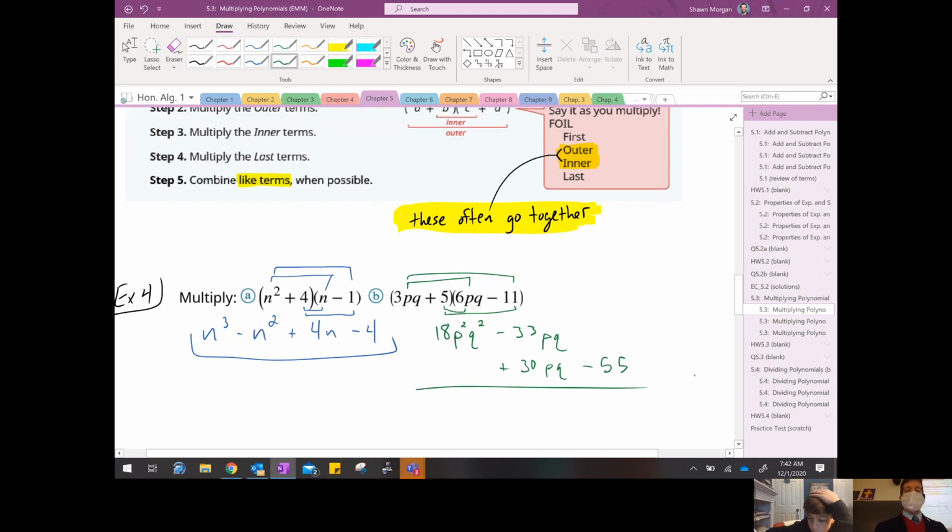-55. Now, I did something interesting right here. What did I do, with regards to how I wrote it up? I stacked them up. I stacked up my like terms. And did you notice which 2 went together? The outer and the inner. Look at the highlight. They often go together. So we stack up like terms. Here we got 18p squared q squared. Sorry, he doesn't have anybody to go with. Down here we got lonely -55. He doesn't have anybody to go with. But Lewis, stack up those middle 2 terms for me. Tell me what I get. You get -3pq. Perfect.